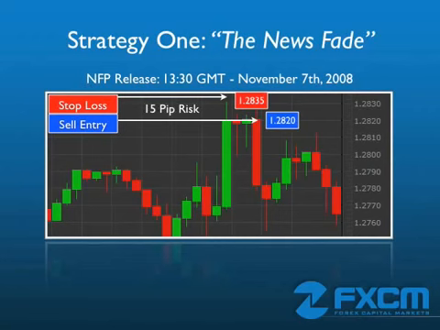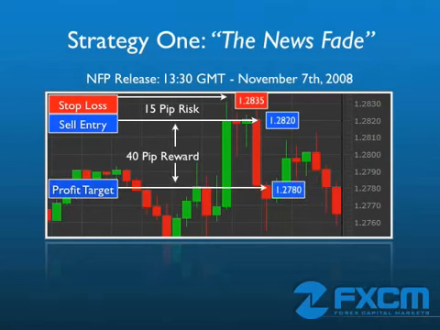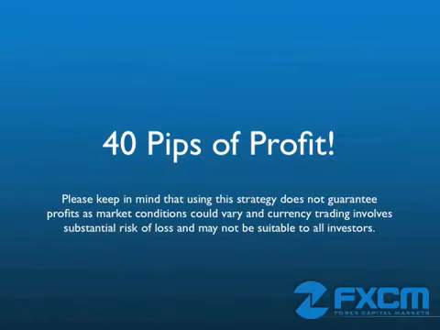On this strategy, we probably would have set our stop just above this high, probably around 1.2835. So even if the price action continued in an upward direction, we would have been stopped out for a loss of only 15 pips. That's a pretty good trade. We risked 15 pips for the potential to make 40 pips or more.